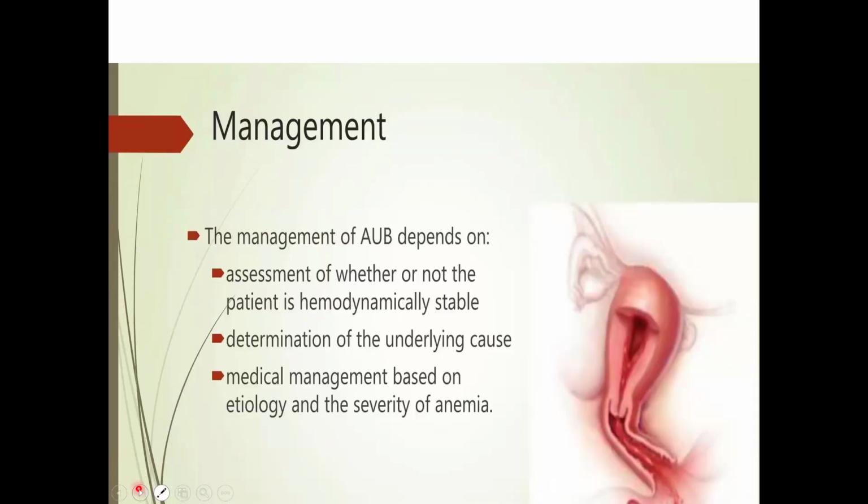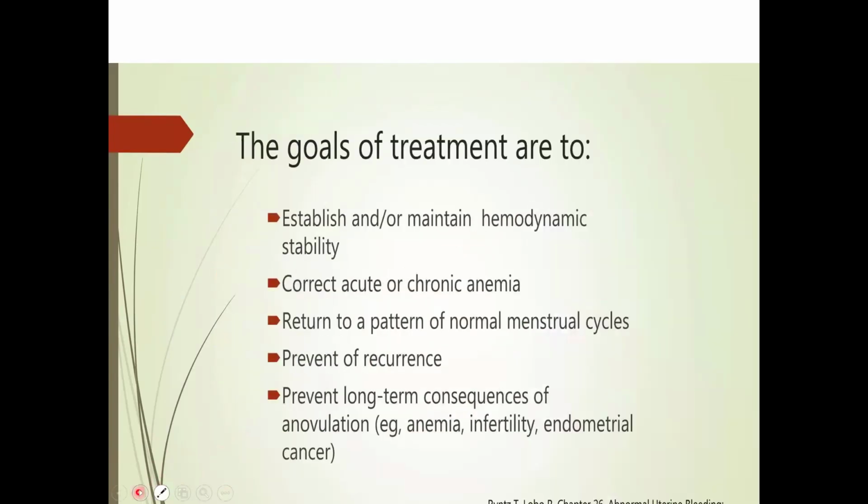Now, treatment. The management of AUB depends on assessment of whether or not the patient is hemodynamically stable, determination of the underlying cause, and medical management based on etiology and the severity of anemia. The goals of treatment are to establish and maintain hemodynamic stability, to correct acute or chronic anemia, to return to a pattern of normal menstrual cycle, and to prevent recurrence and long-term consequences of anovulation, anemia, infertility, and endometrial cancer.